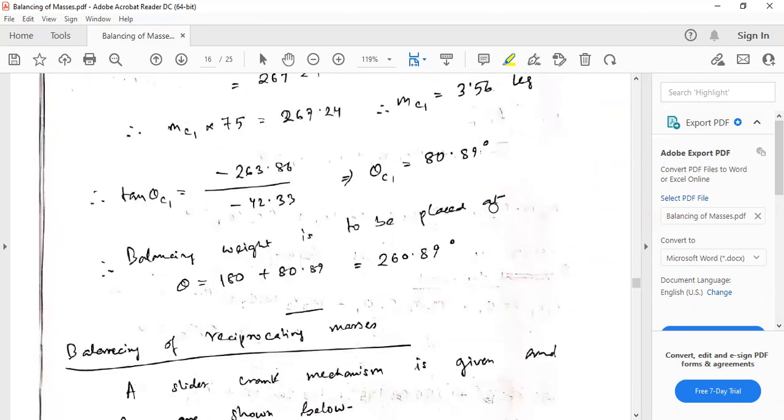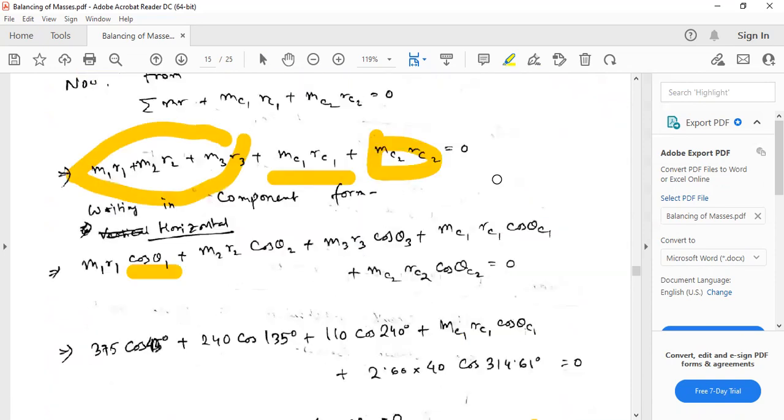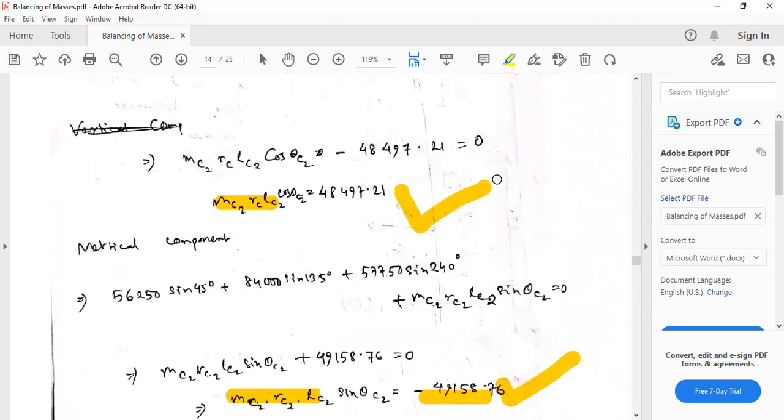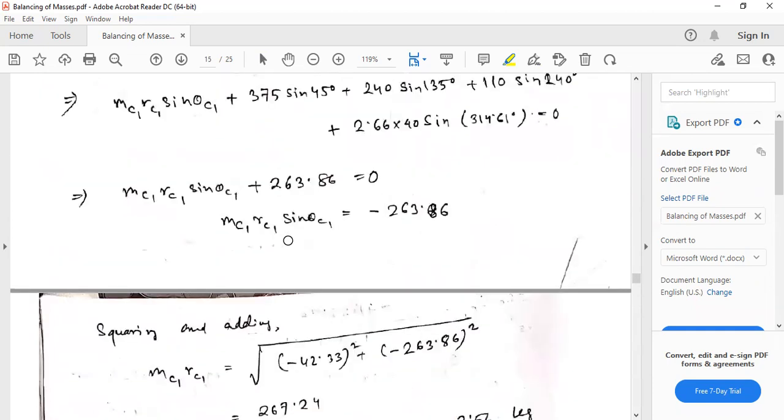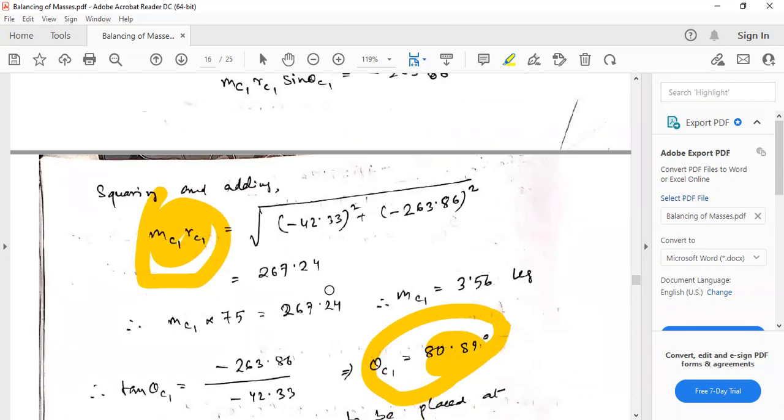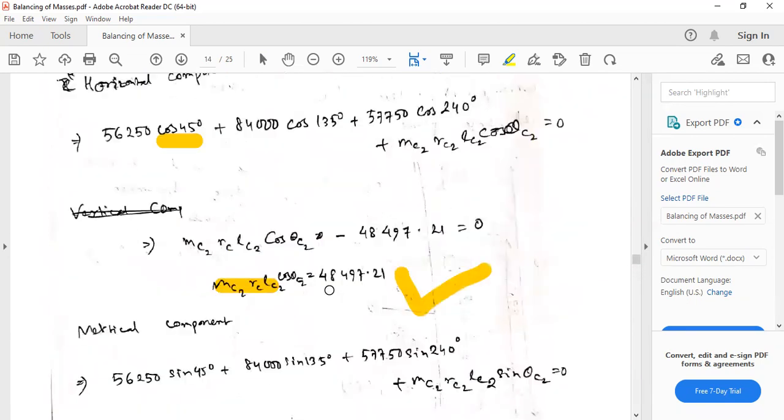One more thing, sorry. Actually, I'm sorry, there's one thing. Here I have made a mistake. This part is the resultant. This is how we find the resultant. So this actually is a resultant balanced mass, not theta C1 for the reference.